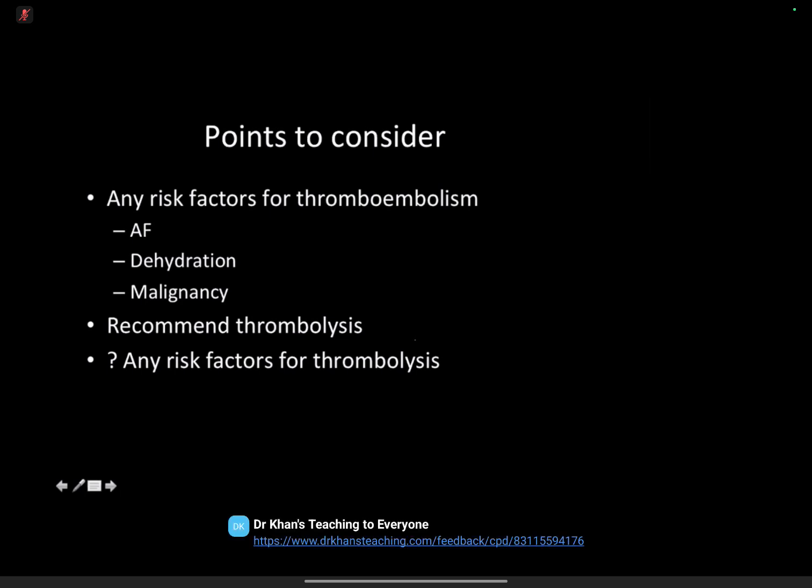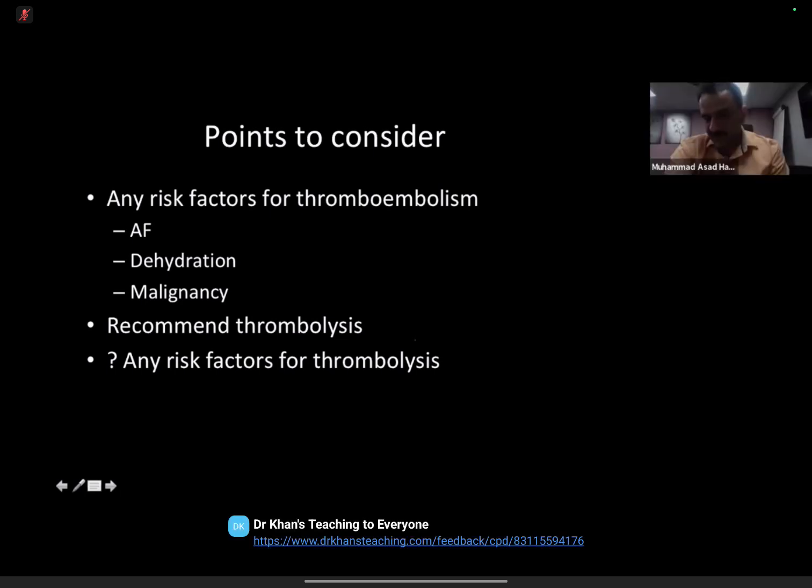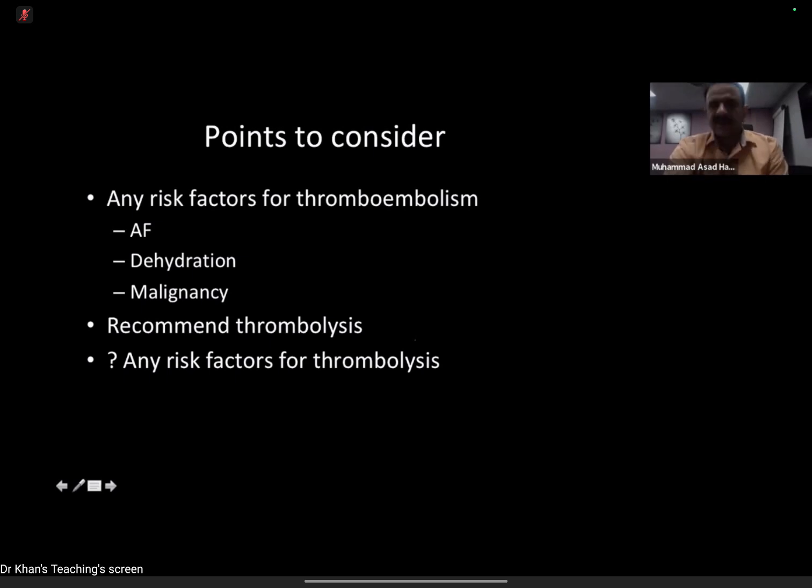Or if the patient has had a stroke, especially a hemorrhagic stroke in the recent past, or any history of upper GI or lower GI bleed within the last 6 weeks, these are the risk factors for the thrombolysis. Because you're injecting the patient with tissue plasminogen activator. If you give those, it starts to bleed, and the patient can get a lot of complications from those. Okay.